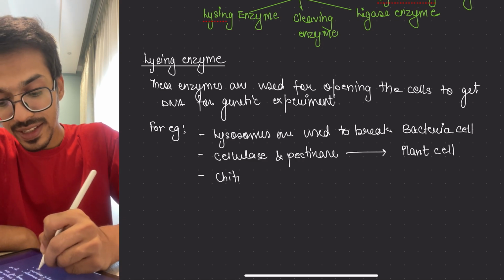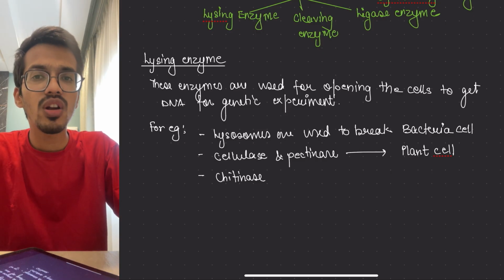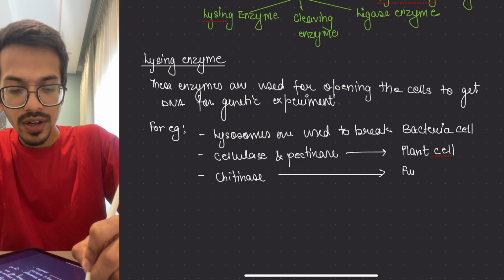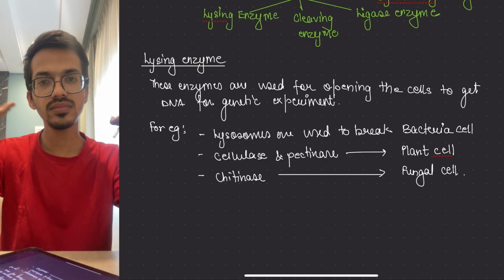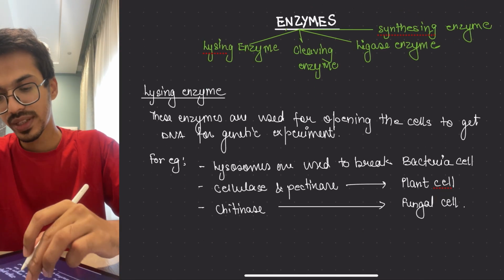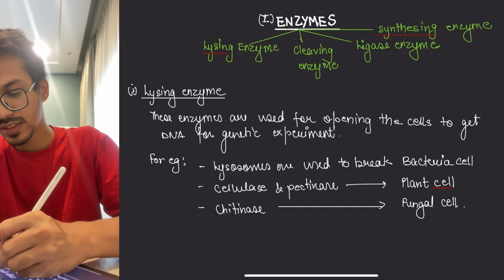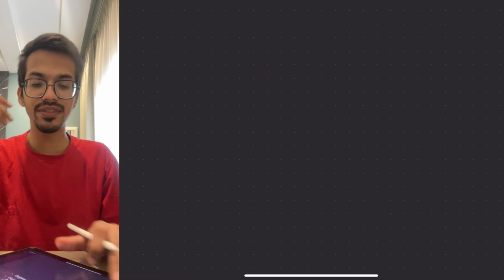Similarly, chitin is present where? It is present in the cell wall of fungi. So there chitinase will be used, for the fungal cell. Understood? This is the lysing enzyme, the first one. After that come the cleaving enzymes.